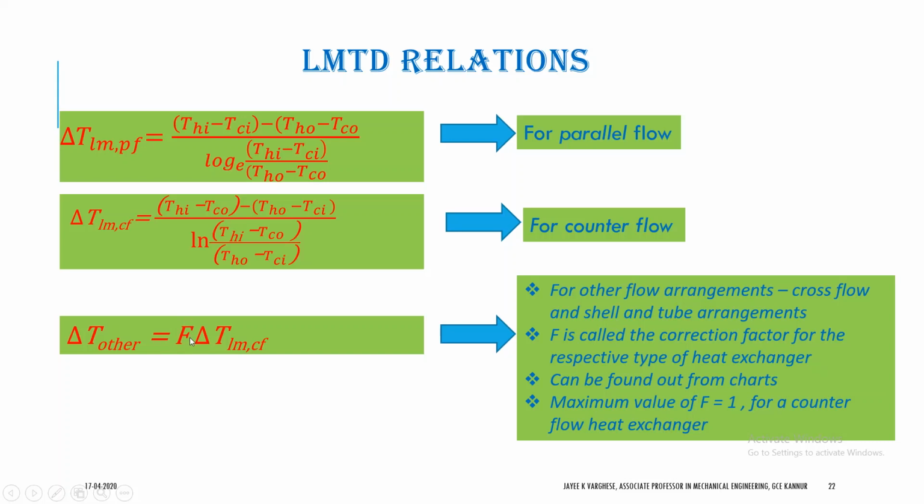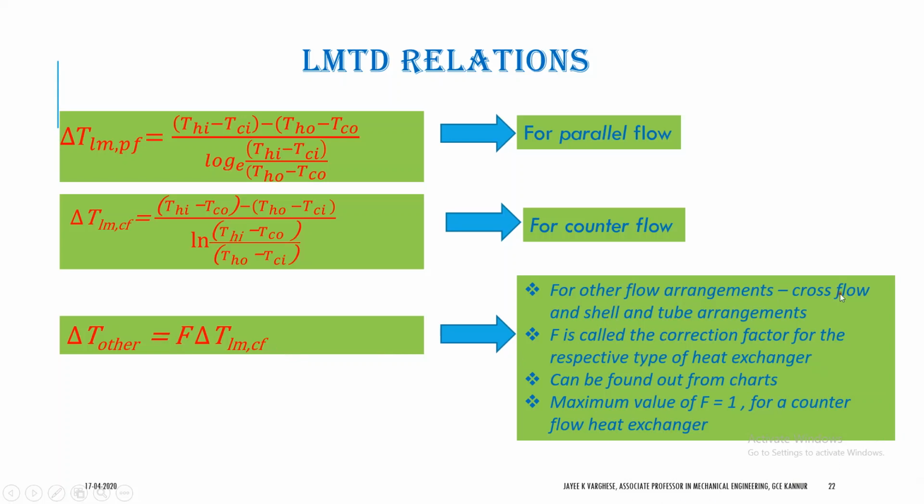If we are using any heat exchanger other than parallel flow and counterflow, delta T for any other arrangement is equal to a correction factor multiplied by delta T, assuming it is a counterflow. So first we calculate the LMTD for counterflow using the counterflow equation and multiply by a correction factor. This correction factor should be obtained from charts available in the data book.